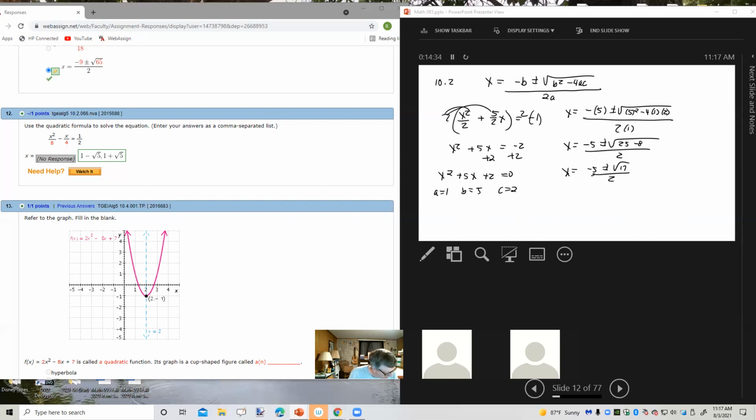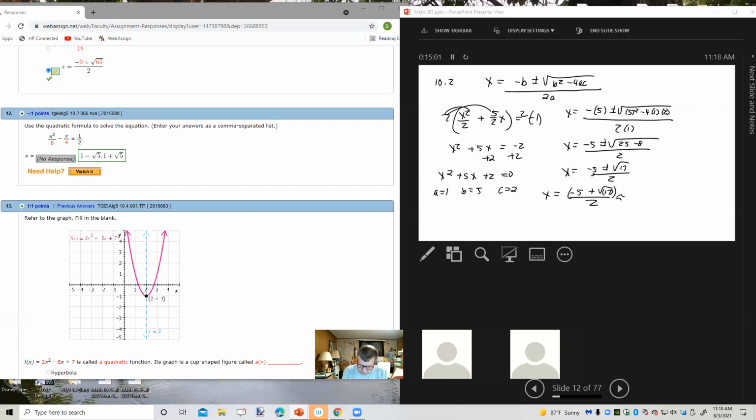And so let's see here. What are we supposed to do? Yeah, they also want us to approximate it to the nearest hundredth. So x is -5 plus the square root of 17 over 2. Again, we're going to quantify the whole numerator as well as the radical.